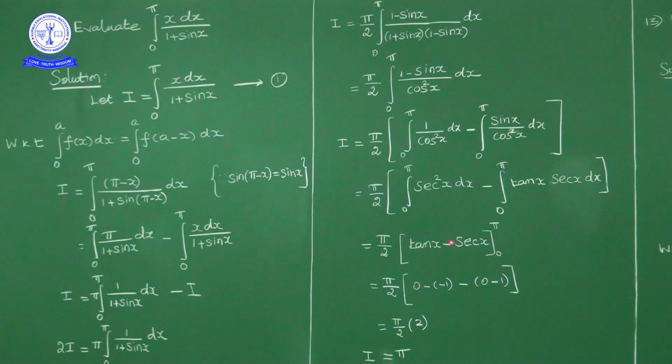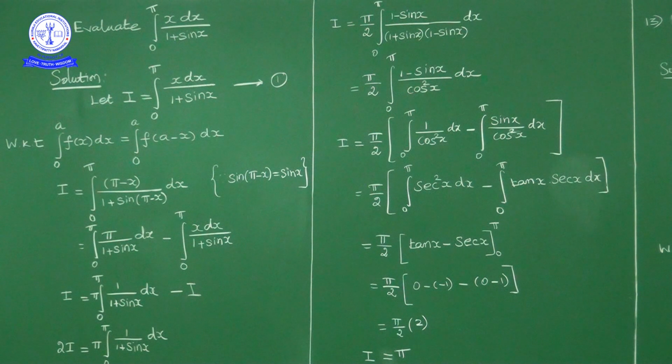So applying upper limit minus lower limit, so what we get, pi by 2 into tan pi 0 minus secant pi is how much? Minus 1. So 0 minus minus 1 minus apply lower limit minus of tan 0 minus secant 0 is how much? 1. So here minus of minus plus 1, minus of minus plus 1, 1 plus 1 2. Okay, pi by 2 into 2 get cancelled. So we will get the final answer as I is equal to pi.